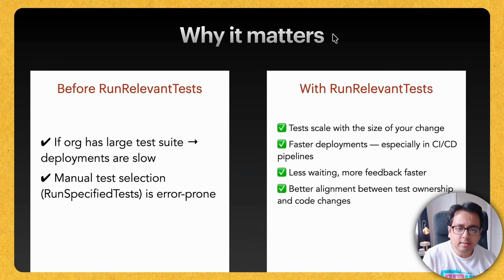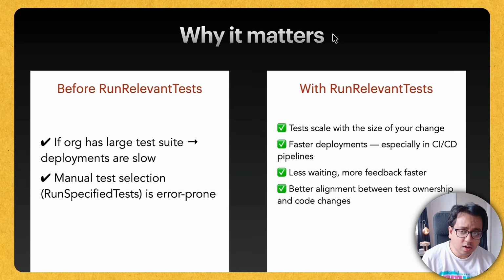Okay, now why is it important? Let me explain what happens before the run relevant test and what happens with the run relevant test. Before run relevant test, if an org has a large test suite, then deployment becomes slow because it's going to run all the test classes. And manual test selection is always error prone because you are depending on a human, and a human can always make mistakes. These are the two problems that we always faced before the run relevant test.